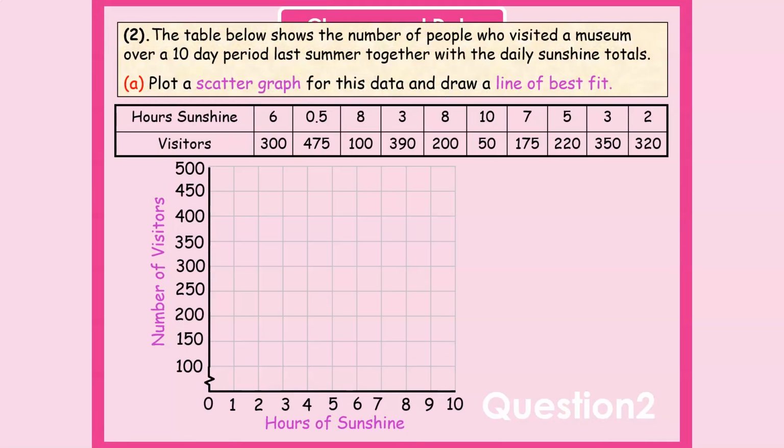So here's another one you can have a go at yourself. Grab a piece of paper, preferably gridded paper, or you can use lined paper if you need to. The question is, the table below shows the number of people who visited the museum over a 10-day period last summer with the daily sunshine totals. Plot the graph. The axes have been done for you, so copy the axes, then have a go at plotting the graph. Pause the video now and restart when you're ready for the answer.